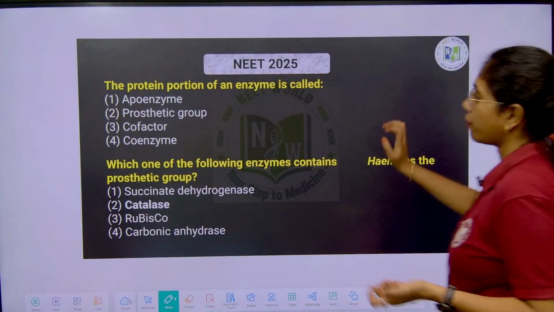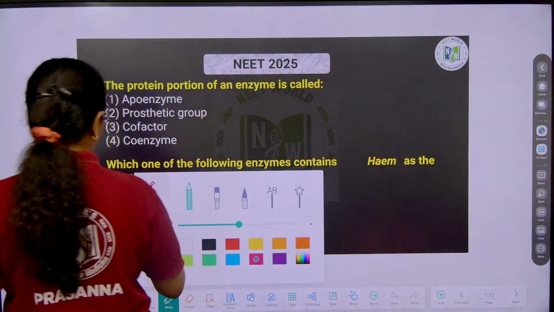Start with 2025 and this row first. First question.